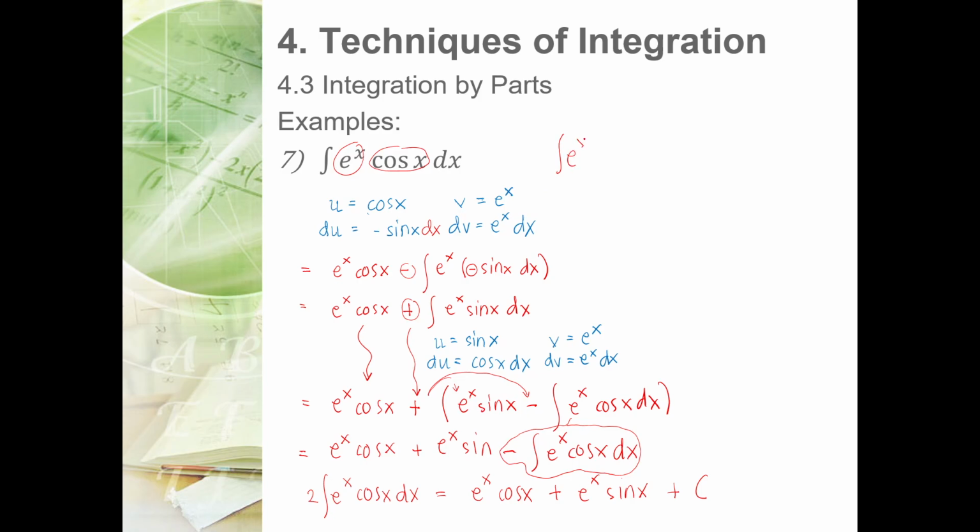the integral of e to the power of x cosine x dx is equal to 1/2 of e raised to the power of x cosine x plus e raised to the power of x sine x, plus c. Or you may try to factor out some terms here. You can have it as 1/2 e raised to the power of x, and then cosine x plus sine x, plus c. So you can also present it in this version.